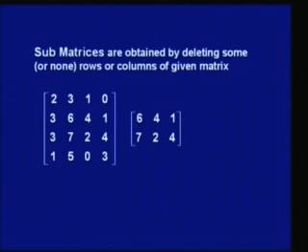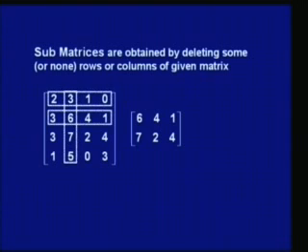This matrix is also a submatrix of this matrix by deleting the first and second rows and the second column. So what I have is 3, 2, 4 and 1, 0, 3. In fact, one can obtain a large number of submatrices from a given matrix having different orders.